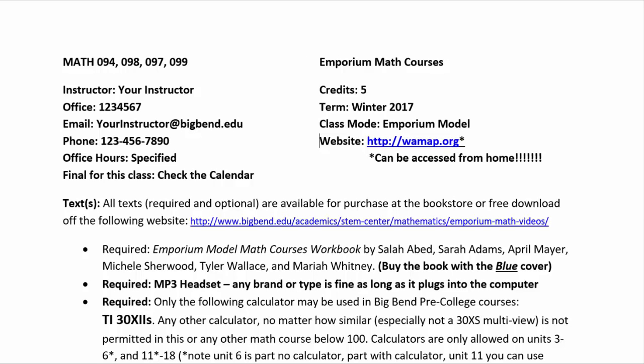sense. So you need to make sure you understand who your instructor is, find out where their office is, and what their email address is. It's really important to stay in communication with your instructor throughout the whole quarter.